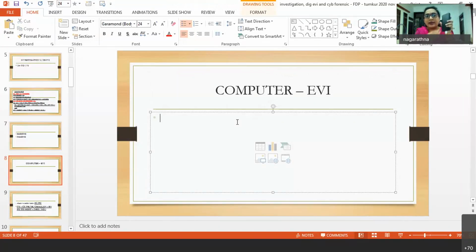Suppose I've received some annoying content on this mobile phone. How do I give it as evidence before the court? There are two ways in which I can give this as evidence. One is I give primary evidence itself. Second is I give only secondary evidence. Okay, what is primary evidence? I go and give this device itself as evidence to the court.